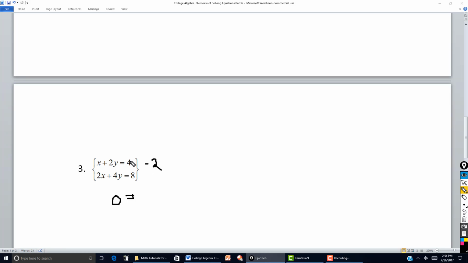And -2 times 4 is -8. And 8 gives me 0. So in this case, I get no variables, but I get 0 is equal to 0. Whenever you have something like this, you get a true statement, but you don't have a value for x or for y. You just get a true statement. 0 equals 0. This is telling you that the system has an infinite solution. In other words, the two equations coincide. Or another way to say it, it's the same line. So it's infinite solution.